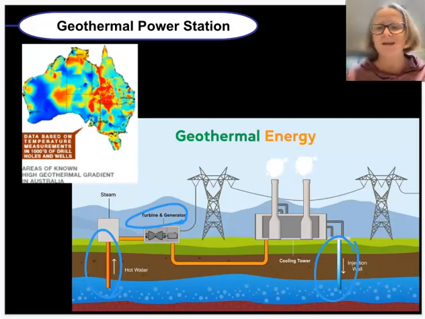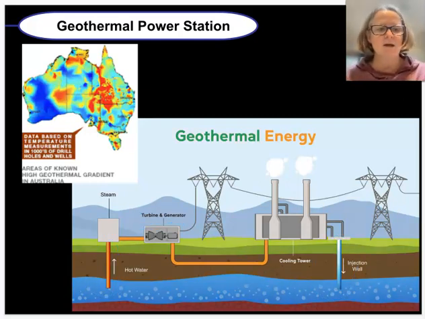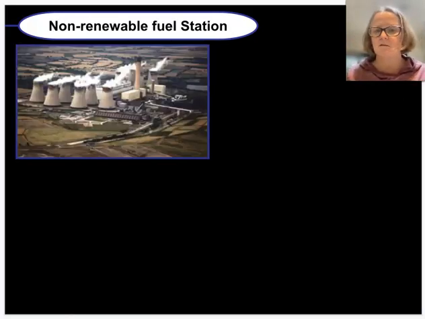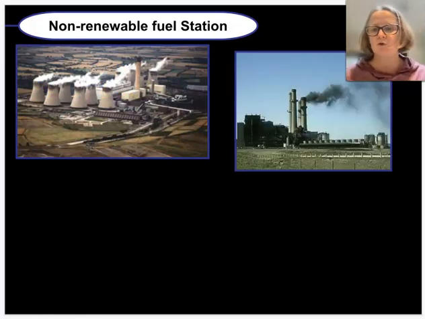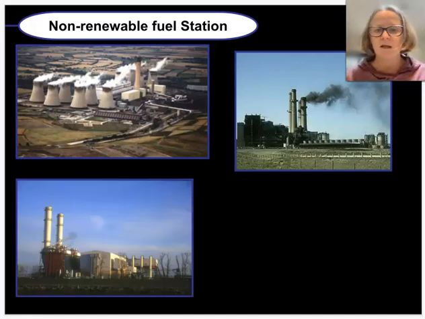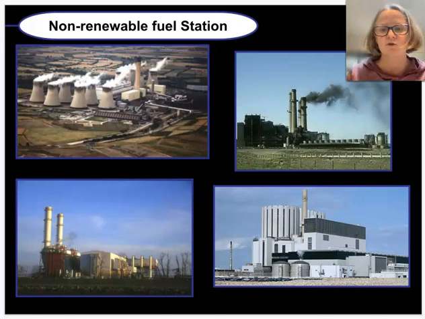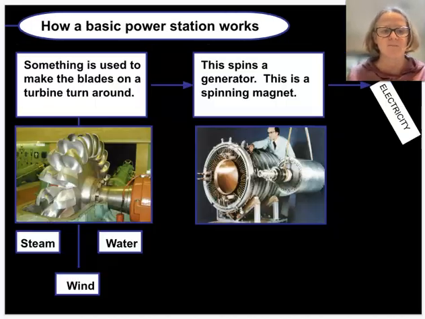But sometimes we don't get hot water. We have to make the water hot, and there are lots of different ways that we can do that. We can burn coal to make the water hot. We can burn oil, natural gas, and not in Australia, but in other areas of the world, we can use a nuclear reactor to heat up water, turn it into steam, and drive the turbine. So that's what's happening here. So we can drive the turbine with steam, wind, or water.